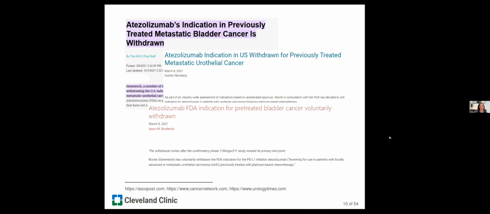After those results came out, the indication for atezolizumab in bladder cancer was eventually withdrawn by the sponsor in March of 2021, though that was a number of years after those phase 3 results were published. So that was kind of the development path of this drug and this indication.